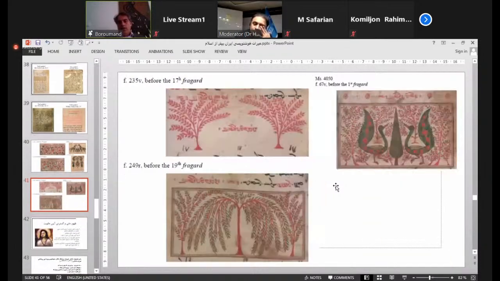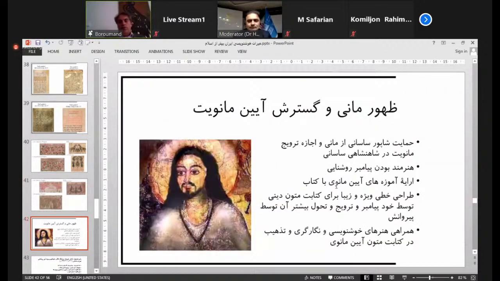Some of the manuscripts of Avesta have decorative scripts, but regarding Tazhib and Taz'in, Zoroastrian samples were used.